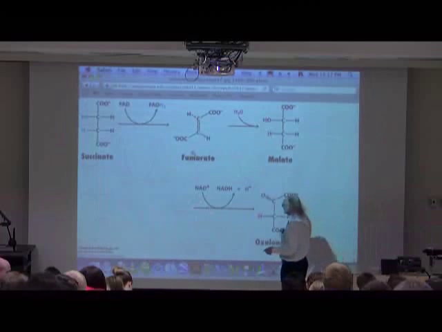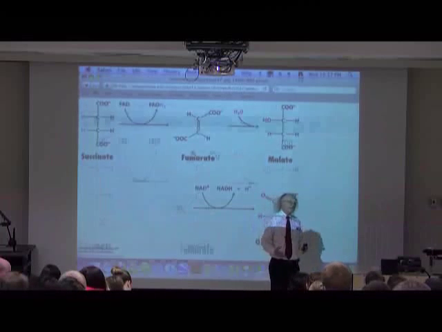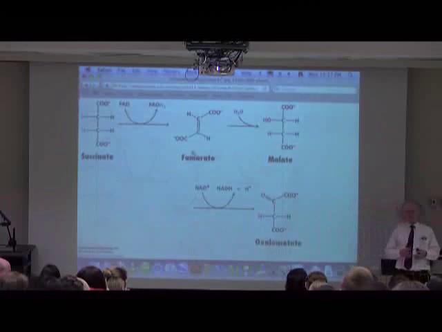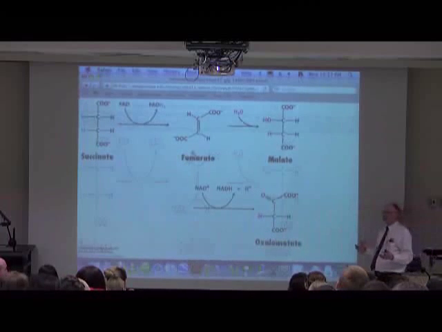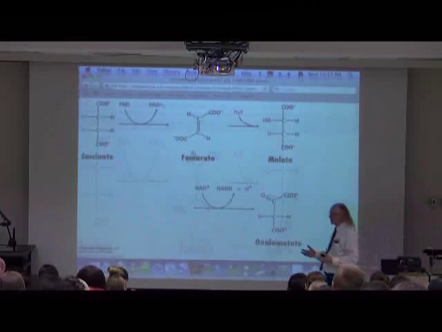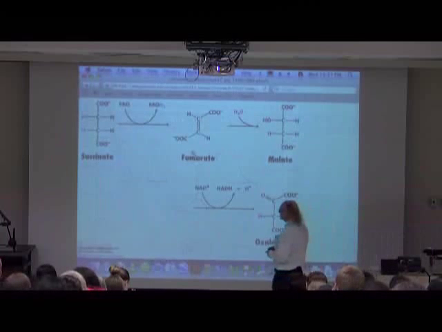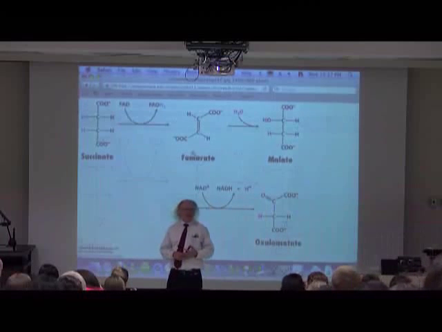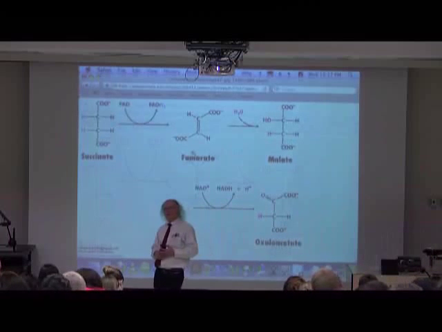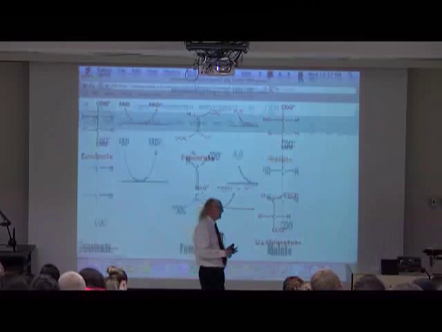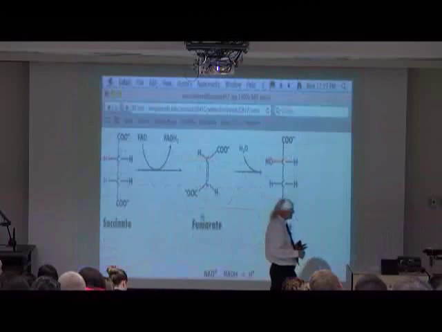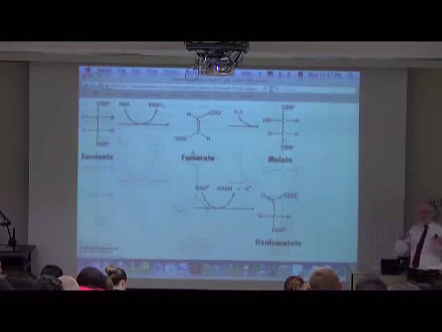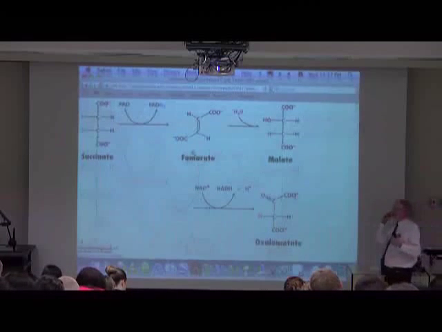Now, what's important about the citric acid cycle, and one of the reasons I ask you to know the intermediates in the citric acid cycle, is I'm going to show you a figure in a little bit that shows how the citric acid cycle ties into many other pathways. The citric acid cycle is a pathway that we describe as anaplerotic. A-N-A-P-L-E-R-O-T-I-C. Anaplerotic reactions. The term anaplerotic means, literally, to fill up.